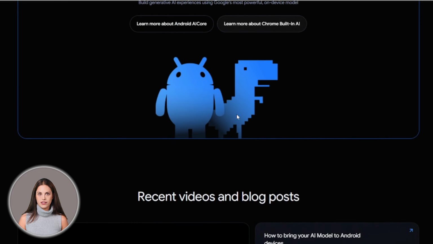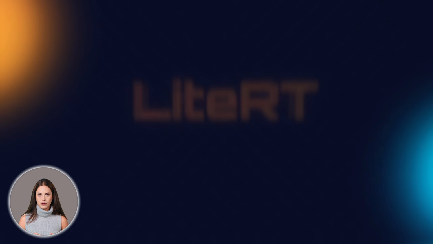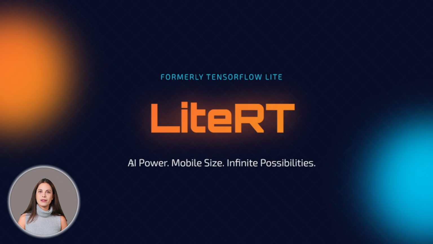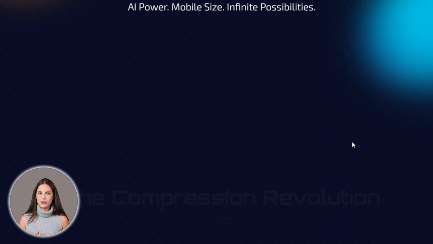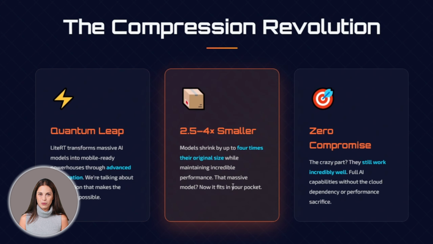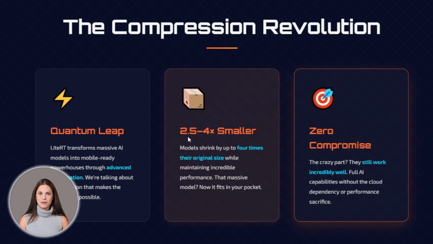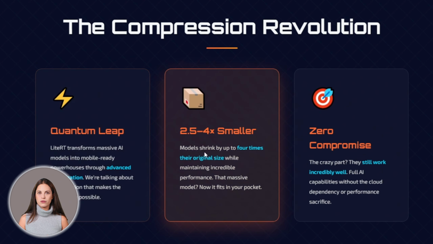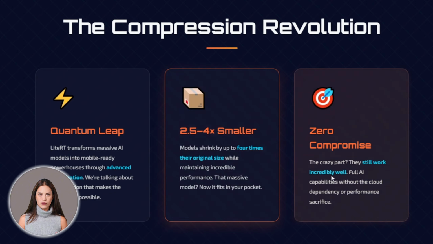Here's where it gets interesting. Google built something called LiteRT. It used to be called TensorFlow Lite. This is the engine that makes it all work. It takes those massive AI models and compresses them down so they actually run on mobile devices. We're talking about making models 2.5 to 4 times smaller through something called quantization. And the crazy part is they still work incredibly well.